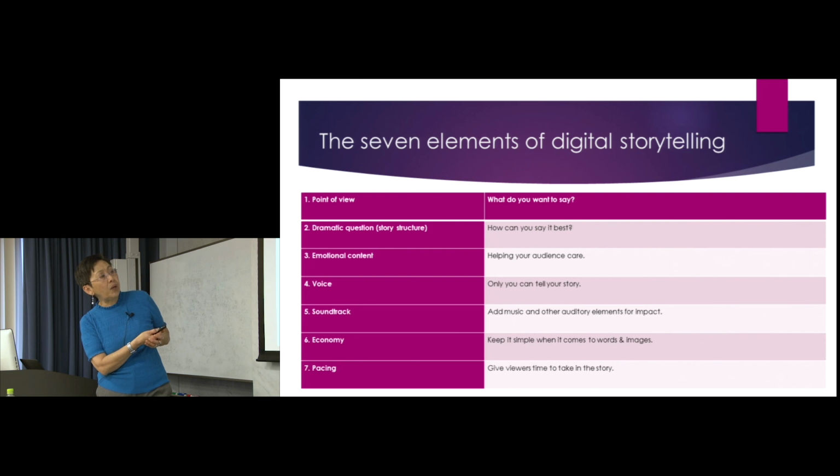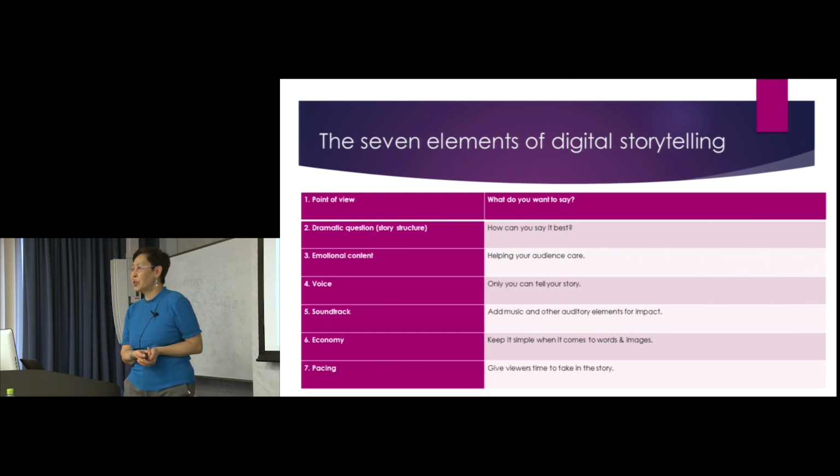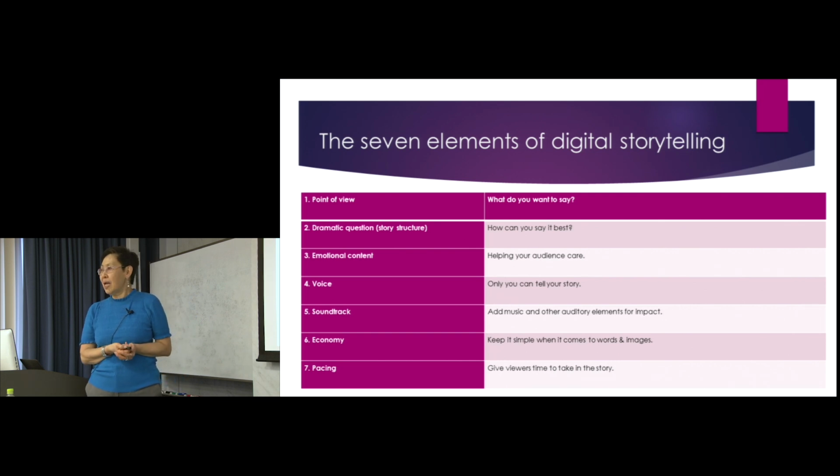Second one, dramatic question, like story structure. You tell people, how can you say it best? That's what you tell people. Third is about emotional content. So, you have to tell the story that helps the audience to care, tell the story in a way that people can grab it and understand you and care about your life. Your voice, so only you can tell your story. Here that means that we can't tell your story on your behalf, you have to tell it yourself.